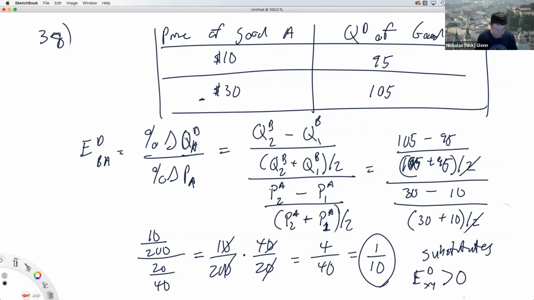Okay. And so for this, it doesn't matter if it's cross price or income or anything like that. Just look at these numbers, just plug it in this formula here. You're going to do this similarly when you're doing this midpoint formula, regardless of which type it is. Okay, so let's go to our last problem.